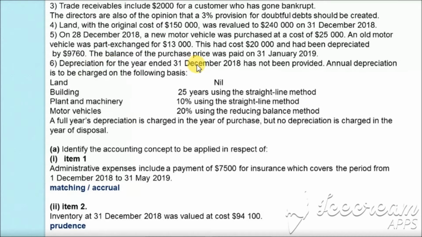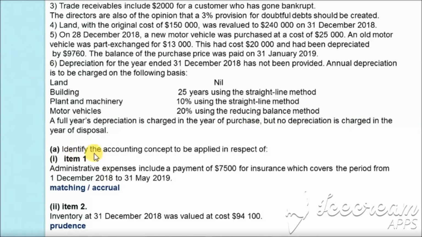Depreciation for the year ended 31st December 2018 has not been provided. Annual depreciation is to be charged on the following basis: land nil, building 25 years using the straight line method, plant and machinery 10% using the straight line method, motor vehicle 20% using the reducing balance method. A full year's depreciation is charged in the year of purchase, but no depreciation is charged in the year of disposal.